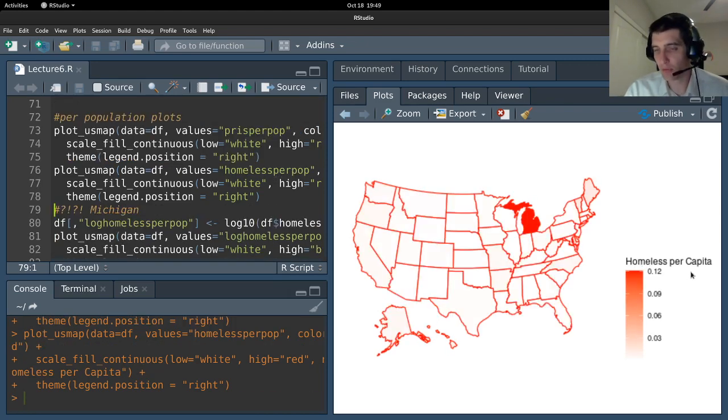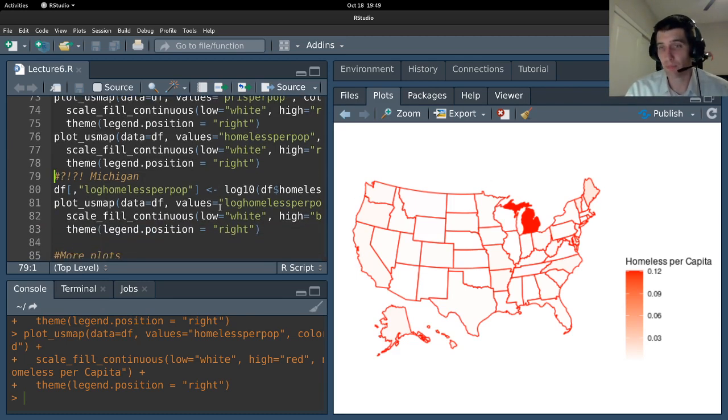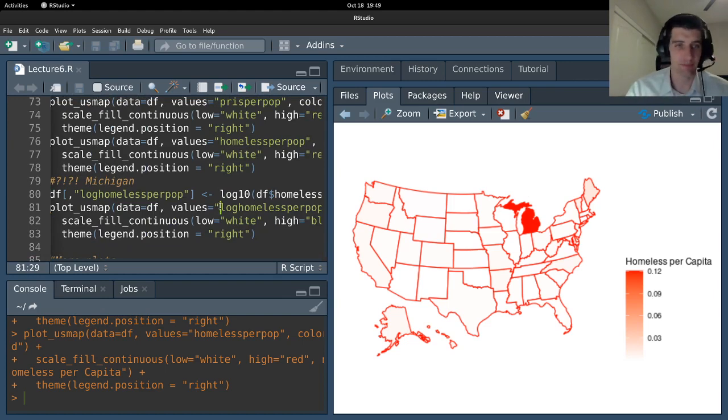Homelessness rates, right? So this is number of homeless per person in the state. Here we see something unusual, and this is Michigan's numbers. So Michigan's number is 0.12. So this is approximately 1 in 10 people in the state is homeless. I've never been to Michigan. I have no idea. I suspect this is a data entry error. But this is what the data are telling me. So, yeah, I don't know what's going on in Michigan.